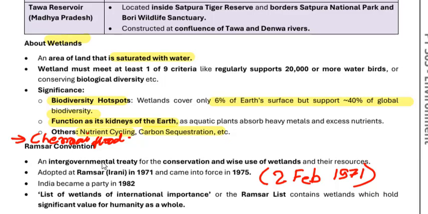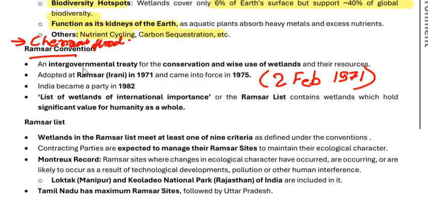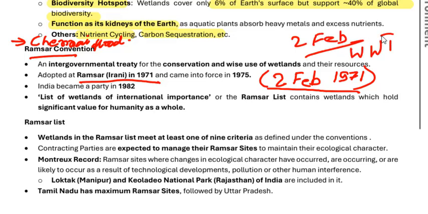Next is about the Ramsar Convention. Ramsar is a place in Iran. This is an intergovernmental treaty for the conservation and the wise use of the wetlands and their resources. It was adopted at Ramsar in 1971. Actually, it was adopted on 2nd Feb 1971. So, 2nd Feb is also observed as World Wetland Day. World Wetland Day, 2nd Feb. This is because of 2nd Feb 1971, and it came into force in 1975. India became a party in 1982.